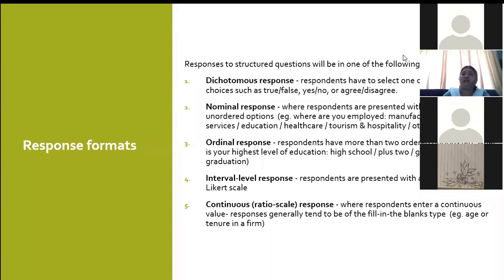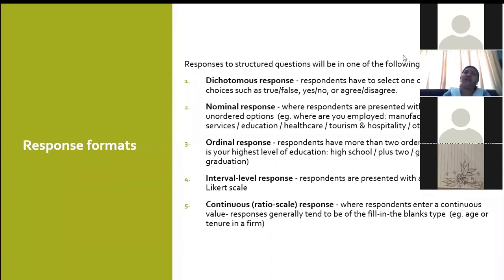Interval level responses. Respondents are presented with a 5-point or a 7-point Likert scale. For example, to a particular question, the options will be agree, strongly agree, not sure, disagree, strongly disagree. All these 5 answers will be there. So the respondent has to select his choice.